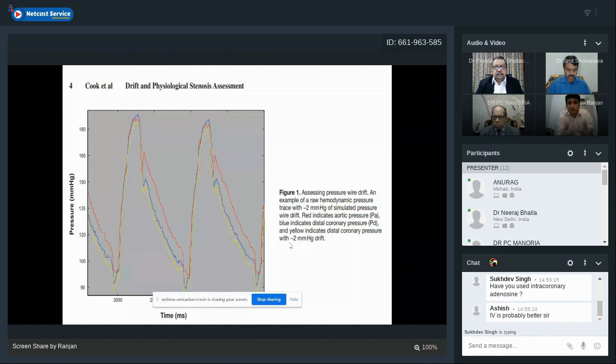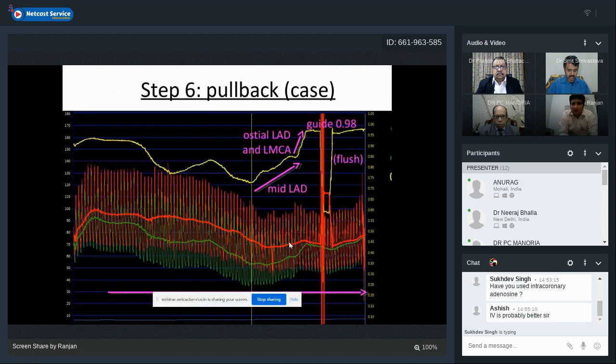This drift could be physiological. A drift up to 2 millimeters is acceptable, but I think it's better not to have any drift. If you think there is a drift, pull back to the guiding catheter, bring it back, and equalize again. Pullback is extremely important. If you are using iFR or RFR, it is probably done very easily with the pullback. It can also be done with FFR, but you cannot do it with intracoronary adenosine. You have to do it with IV adenosine.